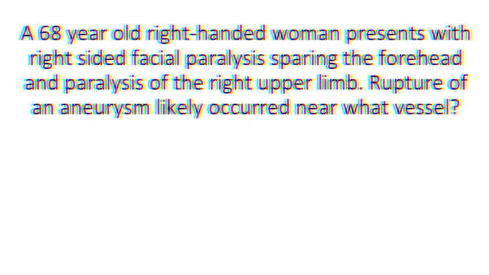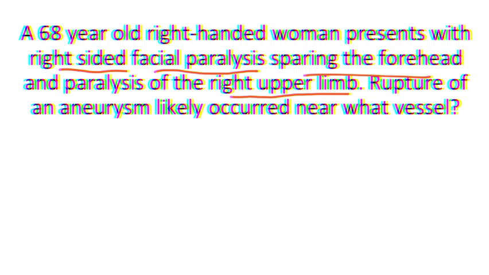Okay, the first question. A 68-year-old right-handed woman presents with right-sided facial paralysis, sparing the forehead, and paralysis of the right upper limb. Rupture of an aneurysm likely occurred near what vessel? Okay, from the question, we know that the patient has right-sided facial paralysis, sparing the forehead, and paralysis of the right upper limb. These symptoms should immediately make you think of the homunculus and its vascular supply.